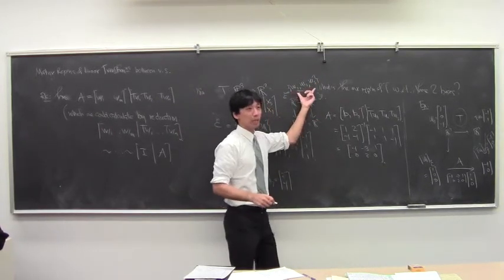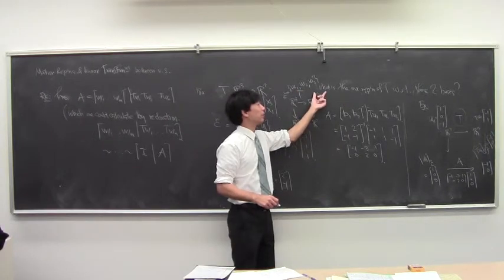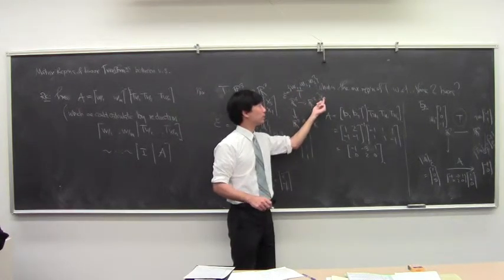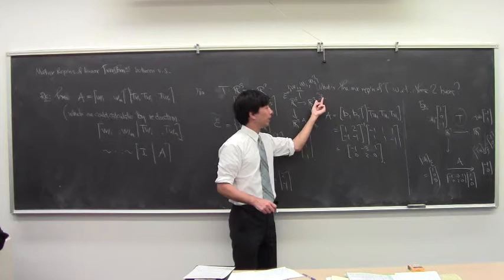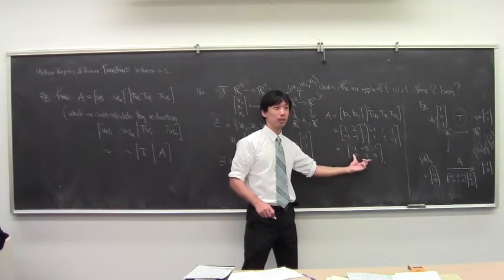You map each element of the basis over, and then take the coordinate vector with respect to the second basis, and you put those in columns, and that's it.